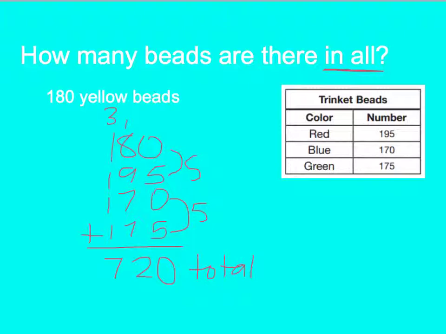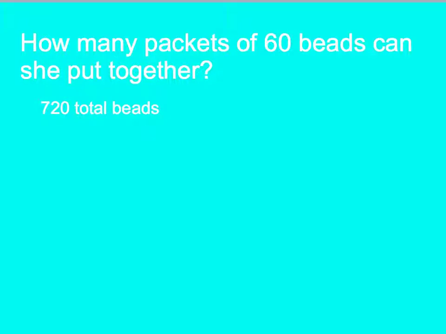We are so close to finding our final answer. Think back to what the question was. It was asking us how many packets of 60 can she make to give as gifts. So now we need to take a look at the total number of beads we have and the packets of 60. We need to figure out how many equal groups of 60 will fit into 720. So here we're going to divide these two numbers. We have 720 total beads divided by 60 beads in each packet, and we need to figure out how many packets that's going to be.